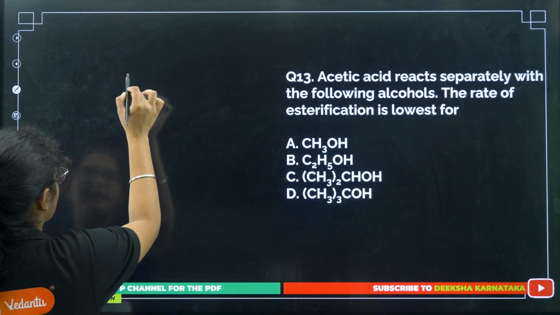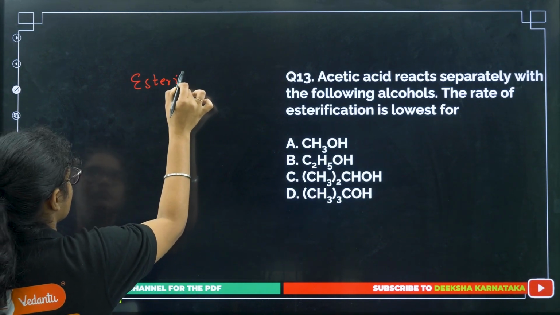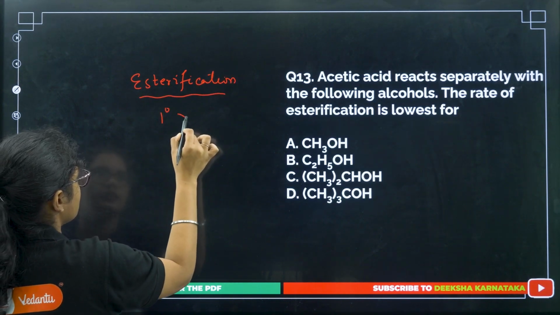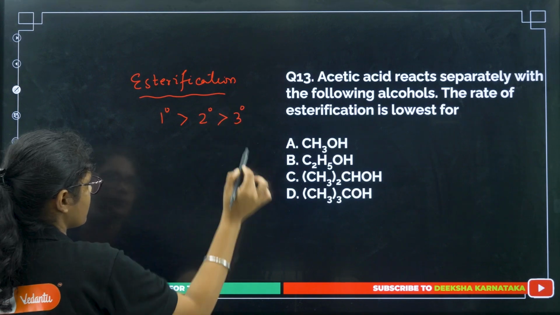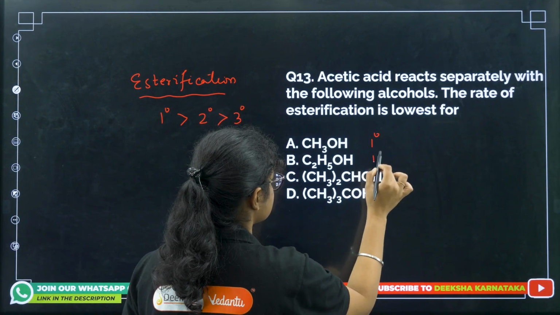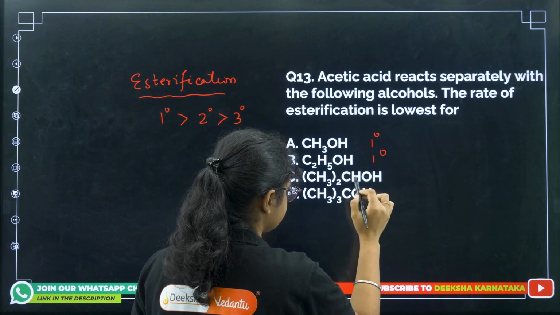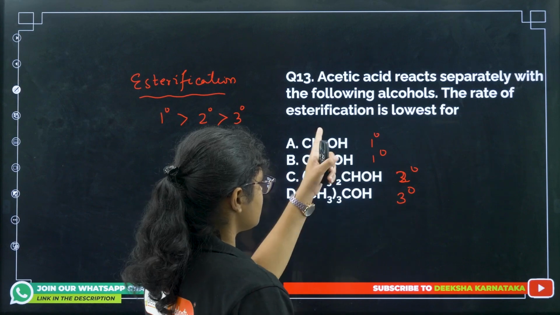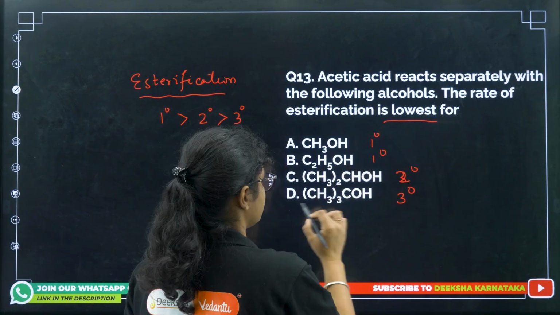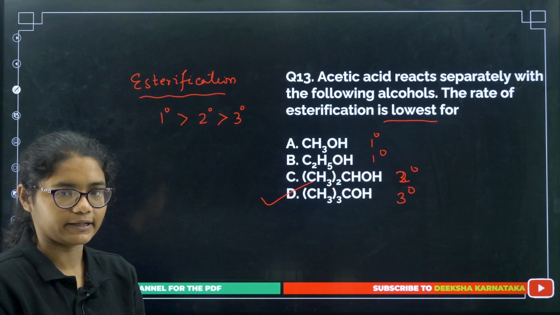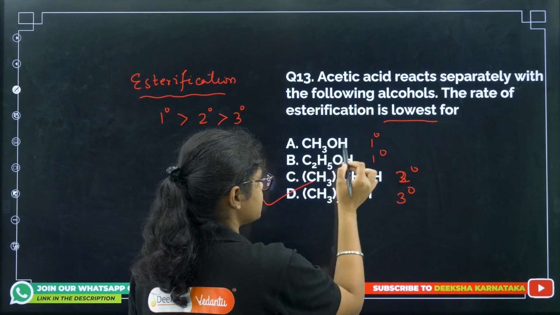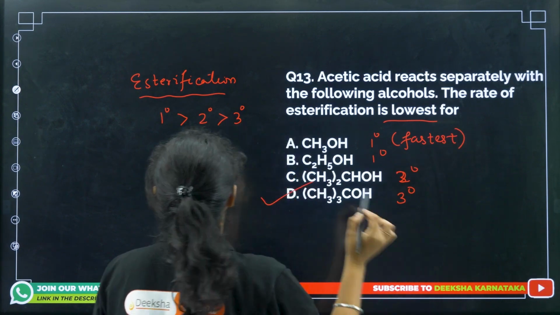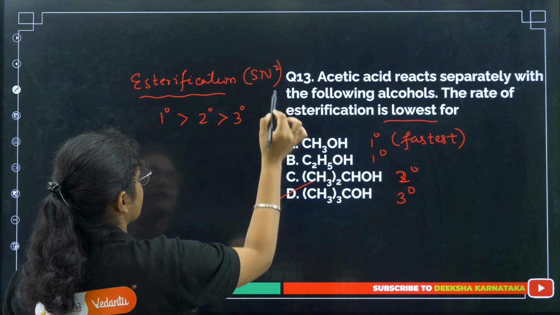So esterification rate, if you know, esterification follows SN2 mechanism. So the order of esterification is 1 degree, 2 degree, and then 3 degree. So here this is 1 degree, this is 1 degree, this one is 2 degree, and this is 3 degree. So the question is asking for the lowest one, so 3 degree will be lowest, so the correct answer is option number D. If it is asked fastest, now if you see this one has less steric hindrance, so this will be fastest. Okay, so esterification follows SN2 mechanism.